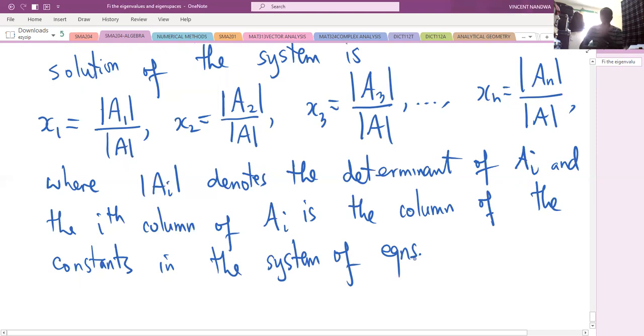So in the next session, I will demonstrate examples on how to apply the Cramer's rule to solve systems of linear equations. So thank you.